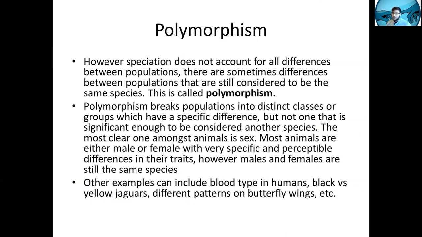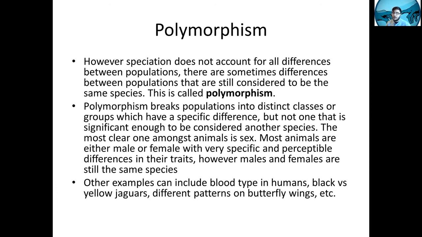Next, let's talk about polymorphism, which is the alternative to speciation. Speciation does not account for all differences between populations. There are some differences between populations that are still considered to be the same species, and this is usually called polymorphism. Polymorphism is important because it breaks populations into distinct classes or groups, which have a specific difference. But this difference is obviously not enough to be considered another species, but it's still a difference nonetheless. The important thing about polymorphism is that it usually refers to distinct classes rather than a scale.